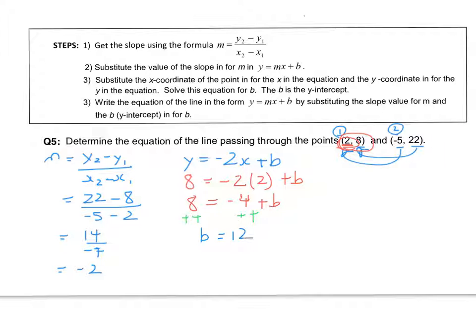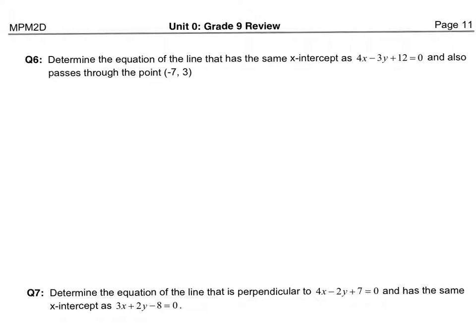So now we've got our equation. Our equation is y equals, the m is minus 2x, and then our b value, or our y-intercept, is 12. Next example. Number 6, determine the equation of the line that has the same x-intercept as this.